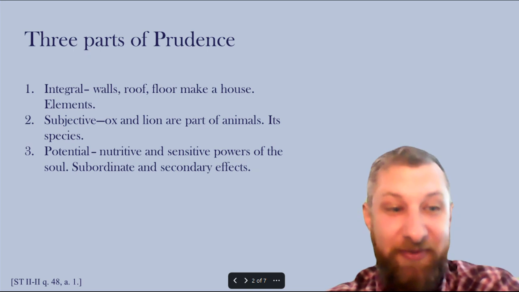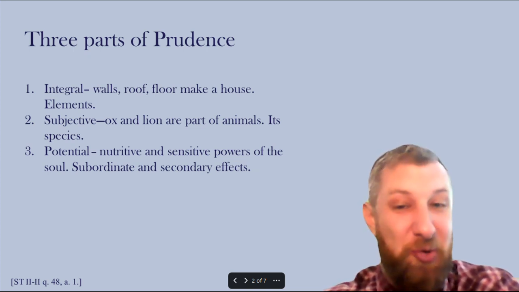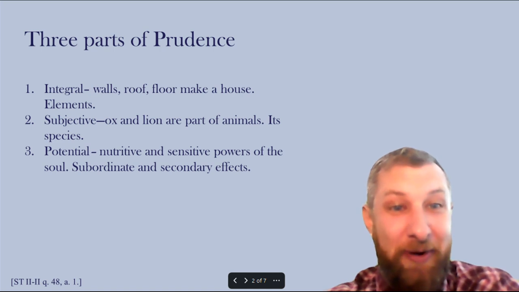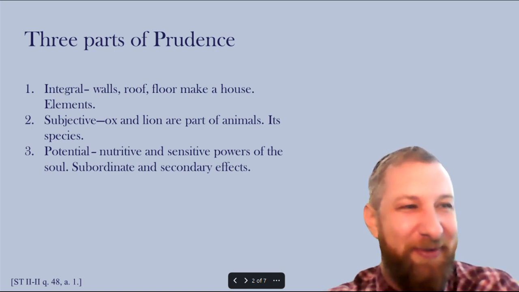This is a kind of an intermediary question here that we have in question 48. In question 47, which we just covered, there were 16 articles, which was quite long. And this one has one article. So we went from 16 to 1.